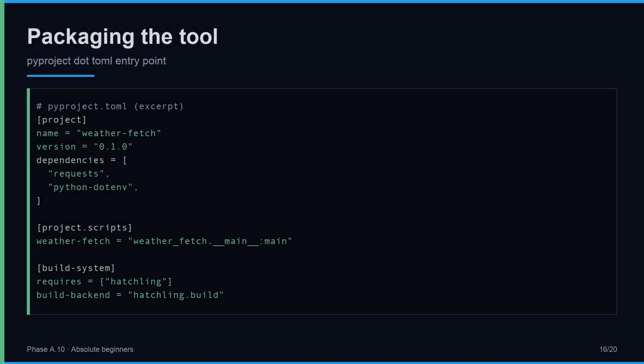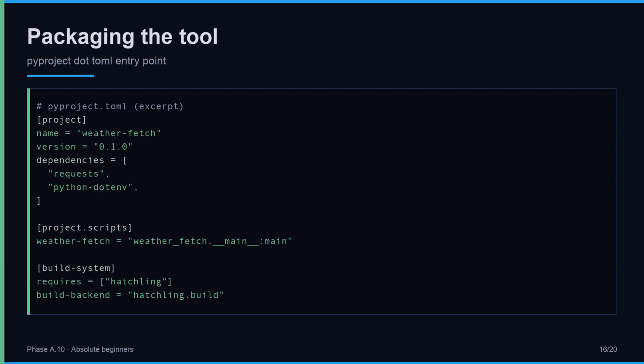Packaging turns the project into a real command. In pyproject.toml, you declare the project name, version, and dependencies. The magic is in project.scripts. That line tells the installer, when the user installs this package, create a command called weather-fetch that runs the main function in weather_fetch.__main__. After install, the user can type weather-fetch from anywhere, without uv run, without python -m. It behaves like a real system tool.